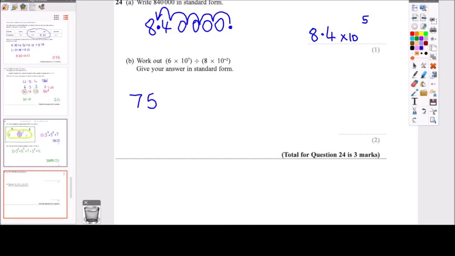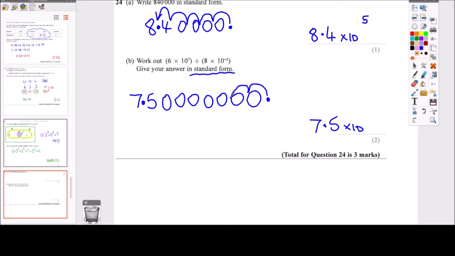Now, how many zeros is that? 1, 2, 3, 4, 5, 6, 7, and 7 zeros. Now that would give me 1 mark, but the question's asking me to give my answer in standard form. So again, it's got to be like the answer to part A. The first number must be between 1 and 10, so that's going to be 7.5. Then how many hops are we doing to take the decimal point from there to there? Well, that's 1, 2, 3, 4, 5, 6, 7, 8 hops on this occasion. So 7.5 times 10 to the 8.